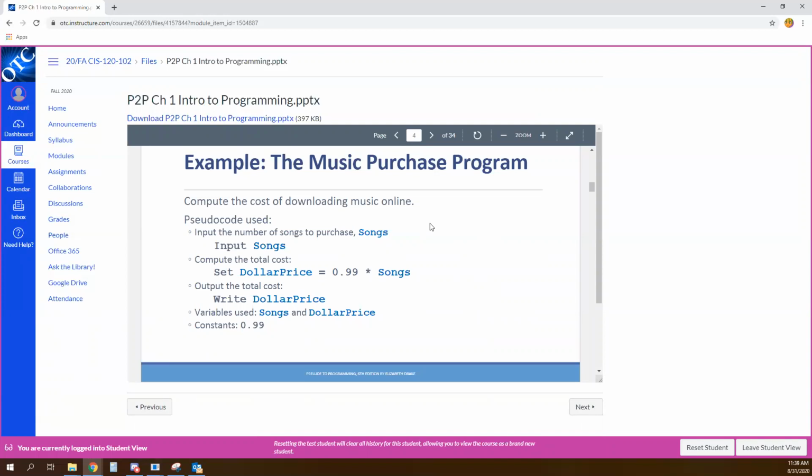Now, first of all, here's their overview of that music purchase program. If you remember, we're going to prompt the user for how many songs they want. And however many songs they want, we're going to multiply that number by 99 cents to come up with a price for their song. So our textbook is saying, you don't want to write this as a program yet. You're going to write it as pseudocode.